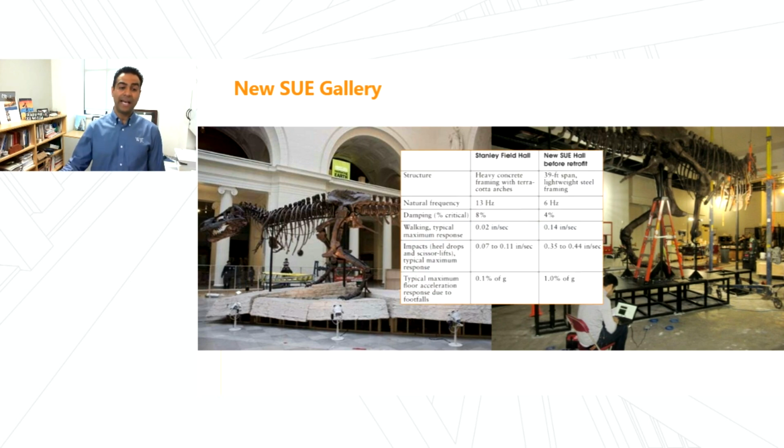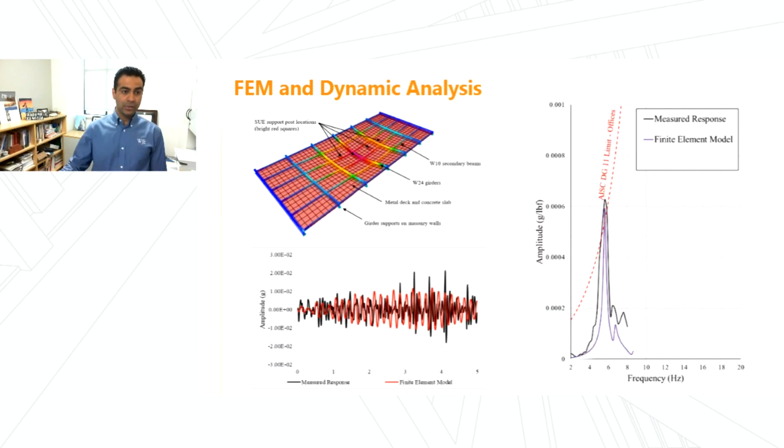And as you can see here, at the old location, Stanley Field Hall, the frequency was about 13 hertz. The new location, it's only 6. The damping in the old location was 8%, the new location is 4%. And as Rich described earlier, if you have less stiffness and less damping, you may have a higher response, which we had here. The response was about 7 times higher at the new location compared to the old location. So what we did was create a finite element model of the floor and do a dynamic analysis. And we, again, calibrated the model similar to what we described before, calibrating the output of the finite element model to the actual field measurements, as you can see here on the chart to the right. And then we tried different retrofit options.